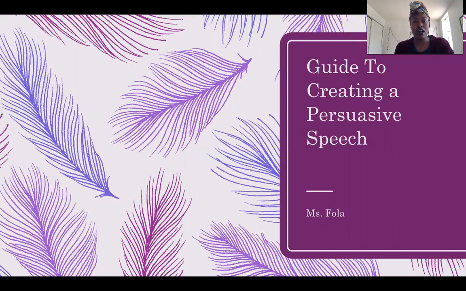So, today we're going to talk about how to create a persuasive speech. I know in class we talked about the three different modes that we use when giving a speech, which are to persuade, to inform, or to entertain. And obviously, today we're going to talk about the persuasive aspect of that. So, let's get started.